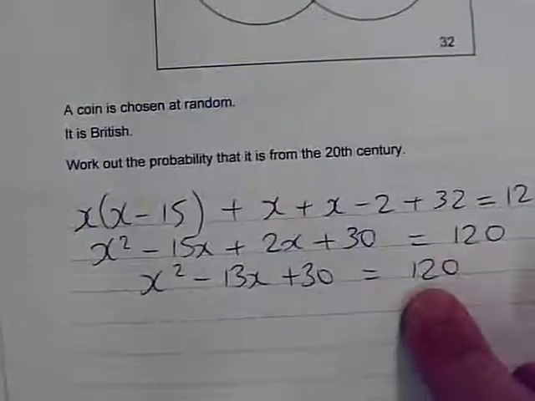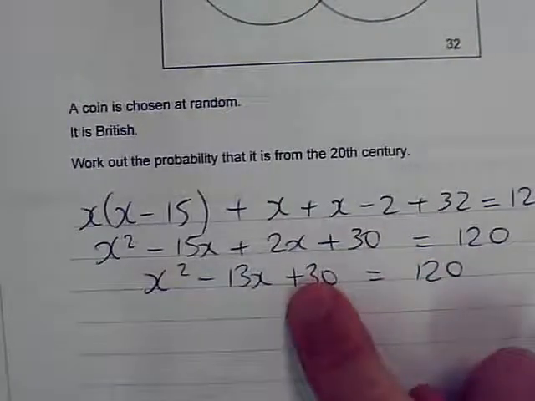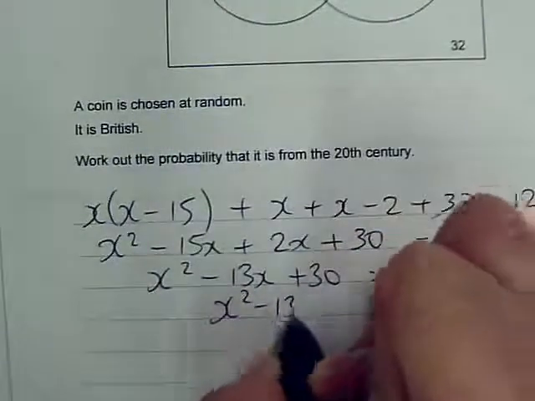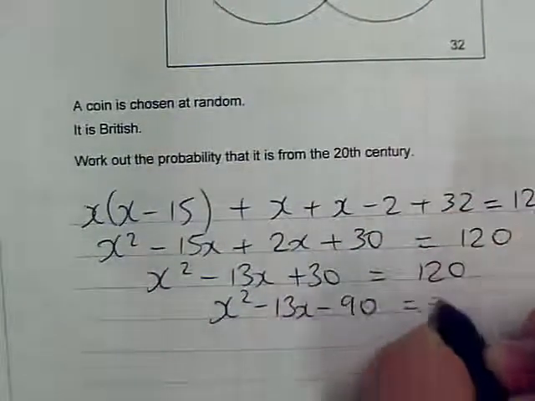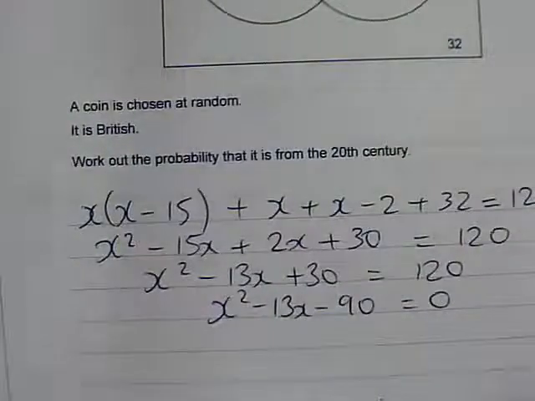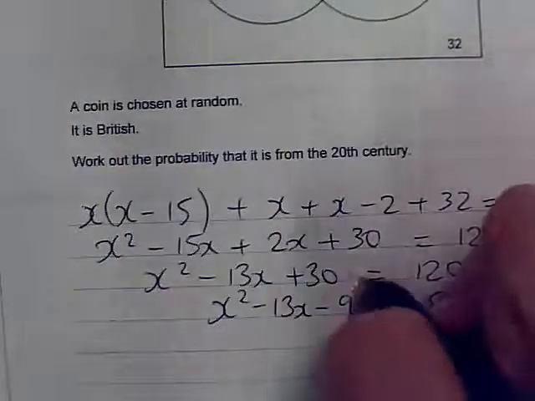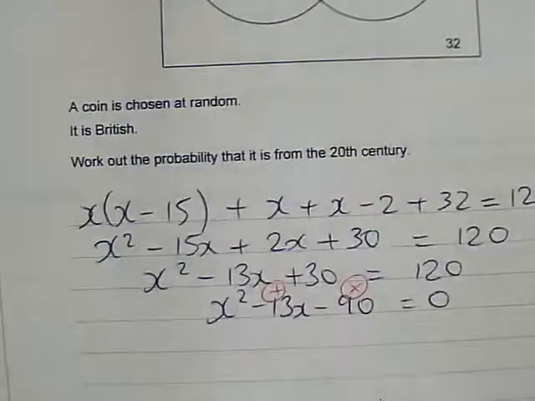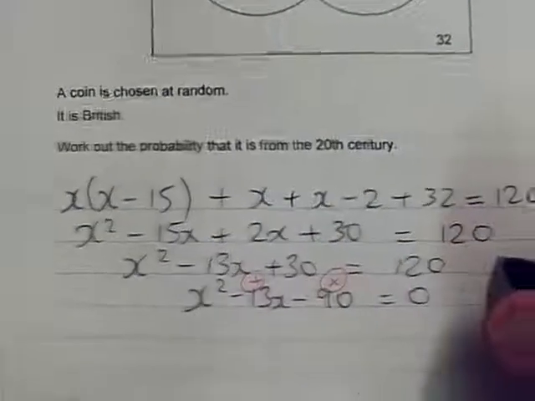So I'm going to take away 120 from both sides. So 30 take away 120 is minus 90. So I get x squared minus 13x minus 90 equals 0. And when I'm factorising, I'm looking for two numbers that multiply to give the number on the end, but they have to add to make 13. So I'm going to write out a list of ways of doing that.